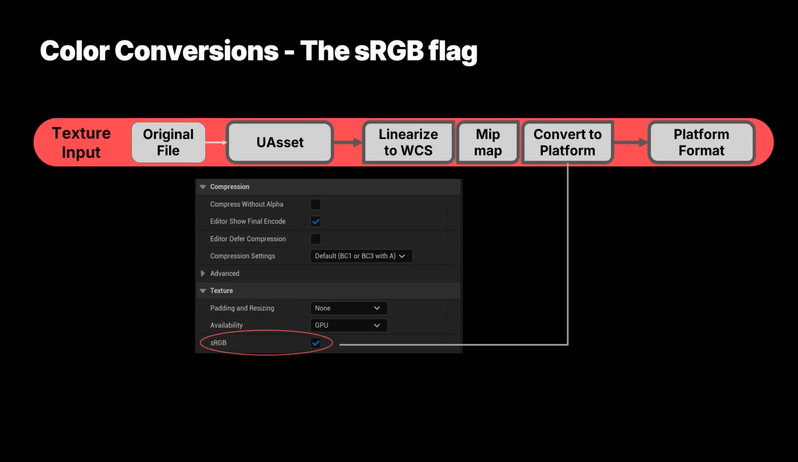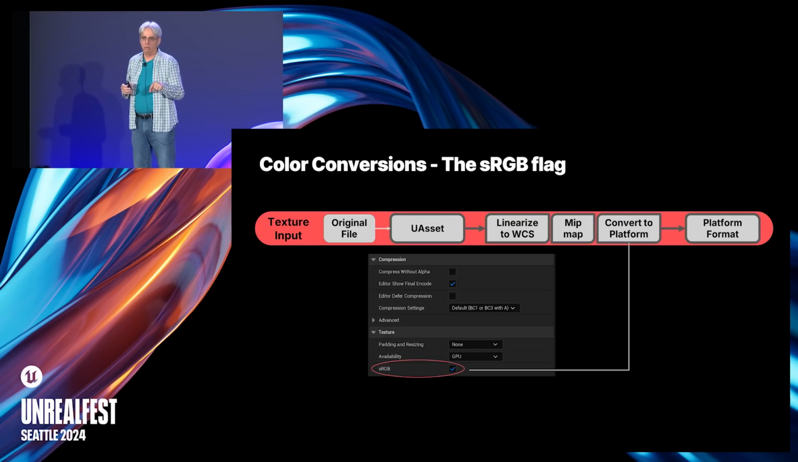So in the end, the platform format that goes onto the GPU can be in one of two encodings. It's either linear, or it's stored with an sRGB encoding on it. Those are the only two choices you get. And that flag, that's why it's a toggle, is it's either sRGB or it's linear. That's what that flag is for.